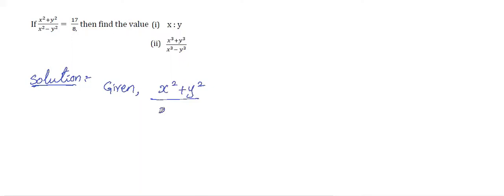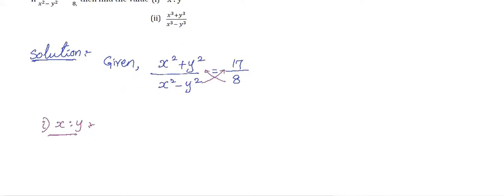Let's write down the given expression, and find the ratio of x to y first. So just cross multiply and solve. If we cross multiply, we'll get 8 times (x² + y²) equals 17 times (x² − y²).